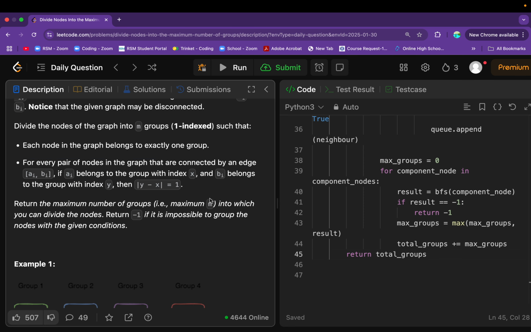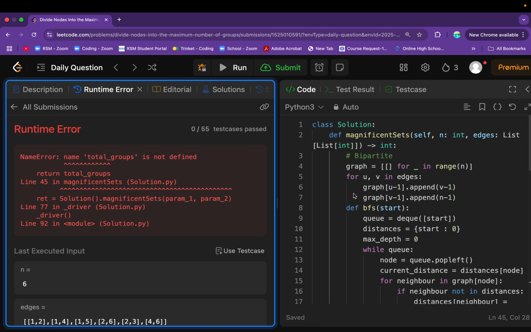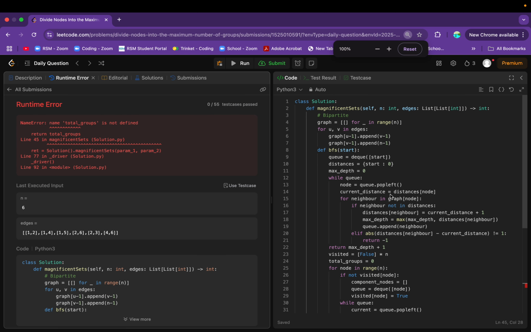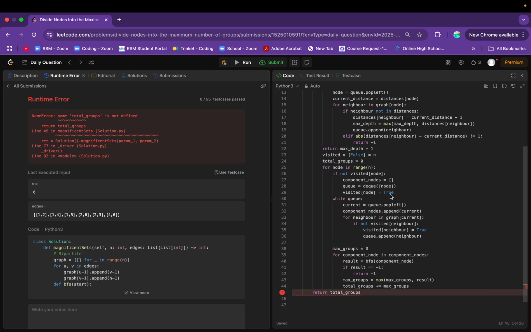Exactly. So if I were to submit this, unless I made any syntax errors here, which I could have possibly made, this would be an accepted solution. Okay, yeah. So let me just make sure that my solution works. Give me a minute. Total groups.